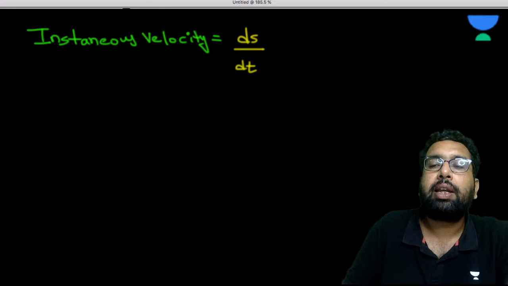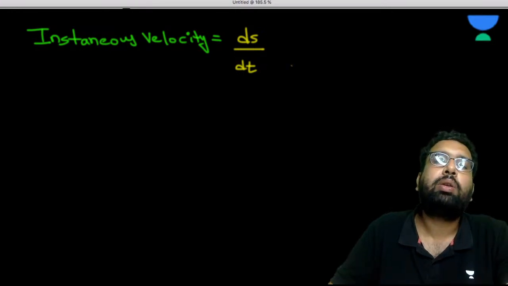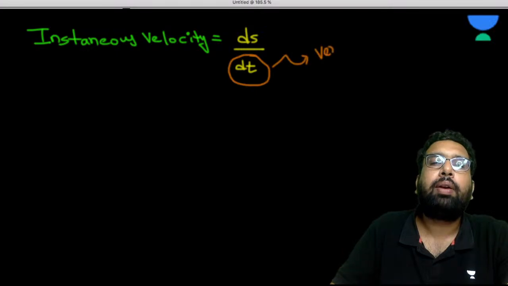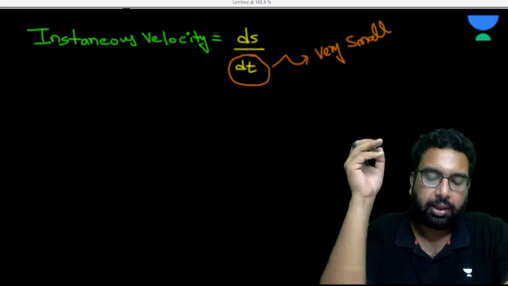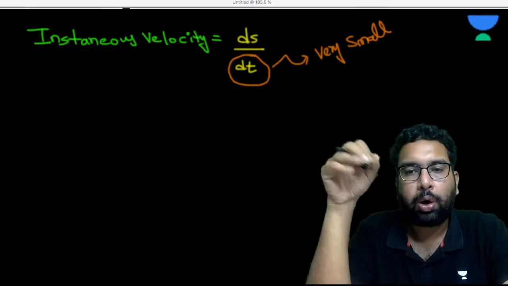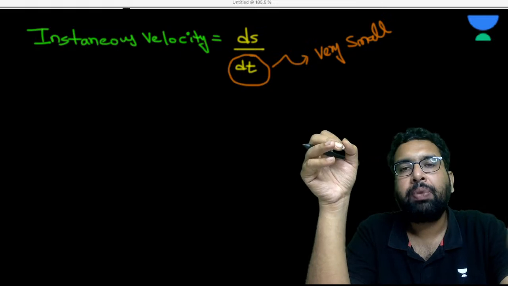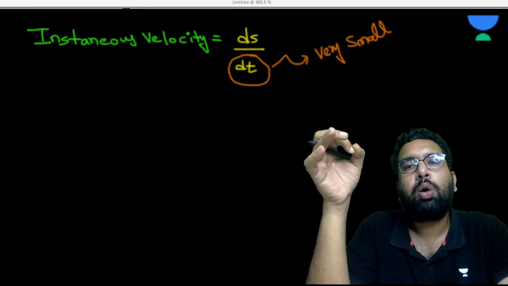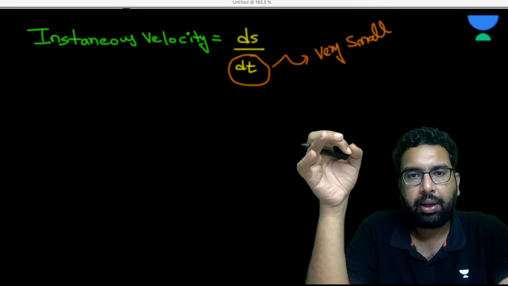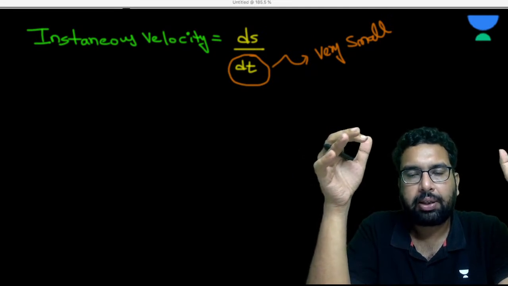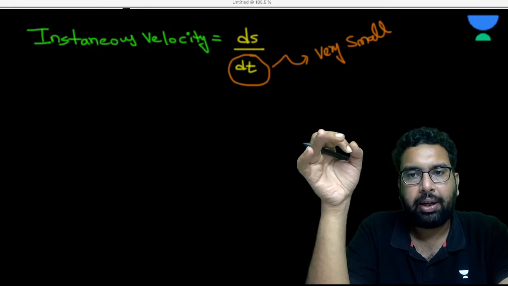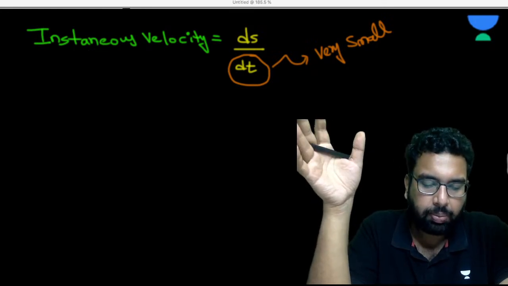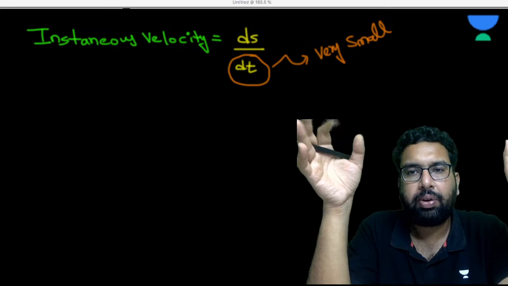Now, what is the basic difference? dt is extremely small, very small. Basically, when we are seeing the velocity of a body or a particle, we are reducing the time difference to a very small differential quantity. So here instantaneous velocity is ds by dt, where dt is extremely small.